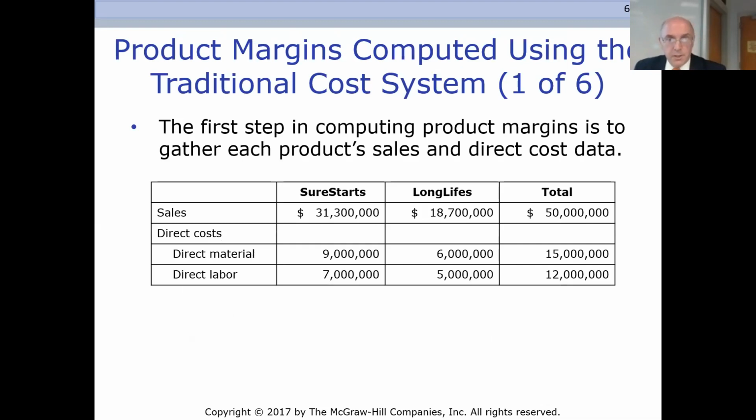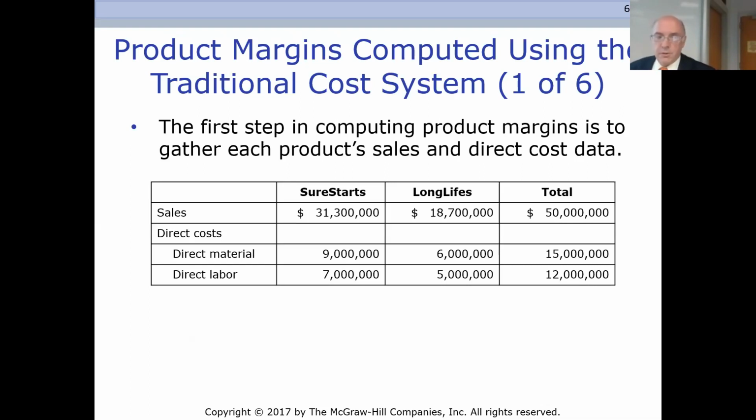So, product margins computed using the traditional cost system. The same approach as far as margins, dividing the bottom line by the top line, but now we're using a different approach to see what numbers go in there. The first step in computing product margins is to gather each product's sales and direct cost data. What's the difference between this one and the slide we had a few slides ago? This is the traditional cost system. What's different?